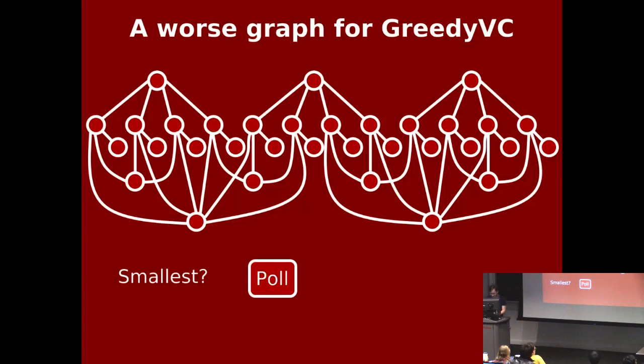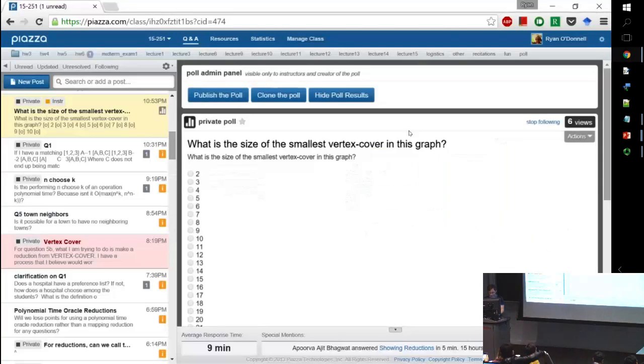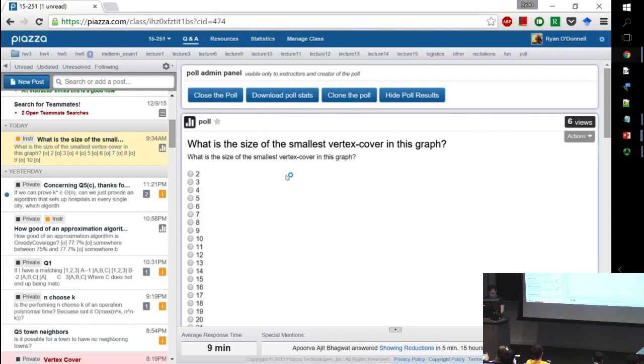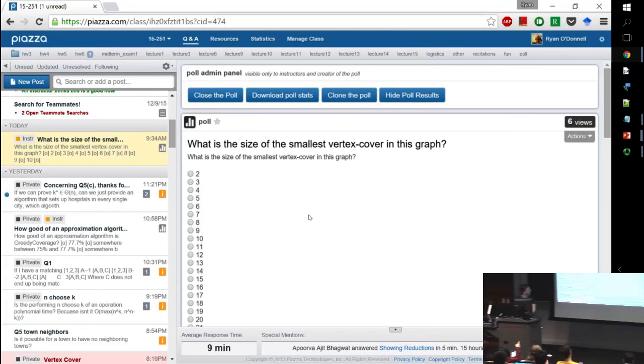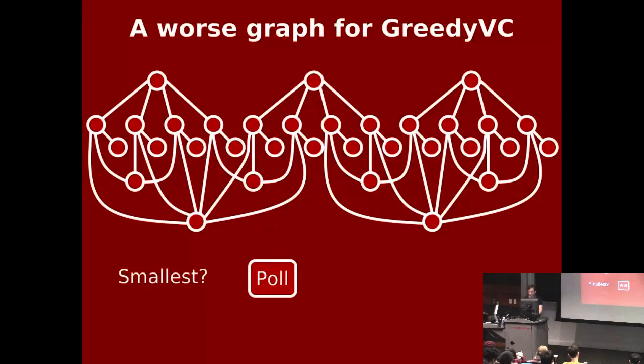You can work on that while I open Piazza. All right, so what is it? OK, you guys do the hard work. I'm going to count the number of vertices. 33? Yeah, 24, 27, 31, 30. Yeah, 33. All right, so think about it.